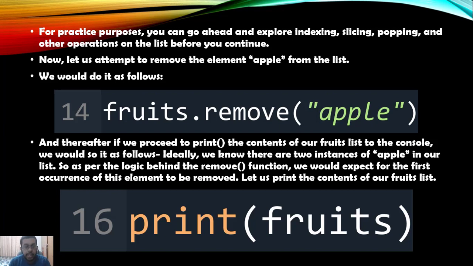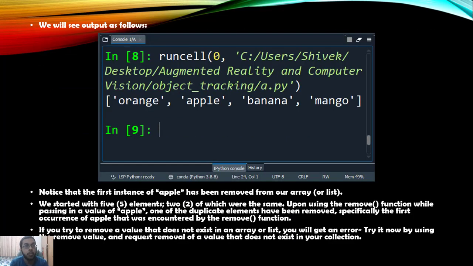fruits.remove('apple'). And thereafter, if we proceed to print the contents of our fruits list to the console, we would do so as follows. Ideally, we know that there are two instances of apple in our list. So as per the logic behind the remove function, we would expect the first occurrence of this element to be removed. Let us print the contents of our fruits list. print(fruits). We will see output as follows. orange, apple, banana, mango. Notice that the first instance of apple has been removed from our array or list.